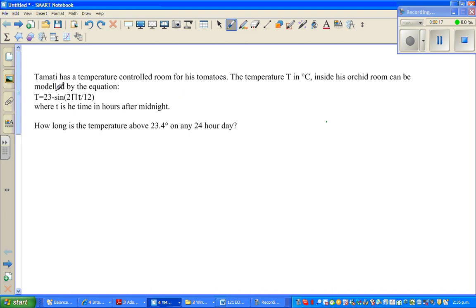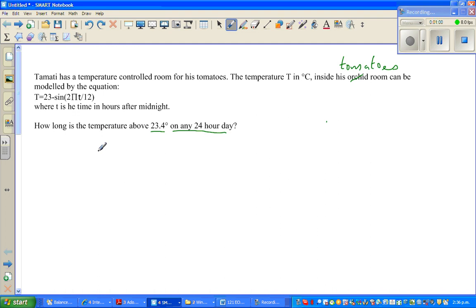So the question is like this: a farmer has a temperature controlled room for his tomatoes. The temperature T in degrees centigrade inside his tomato room can be modeled by this equation, where T stands for temperature: 23 minus sine of (2 pi t over 12), where t is the time in hours after midnight. How long is the temperature above 23 degrees on a 24-hour day?